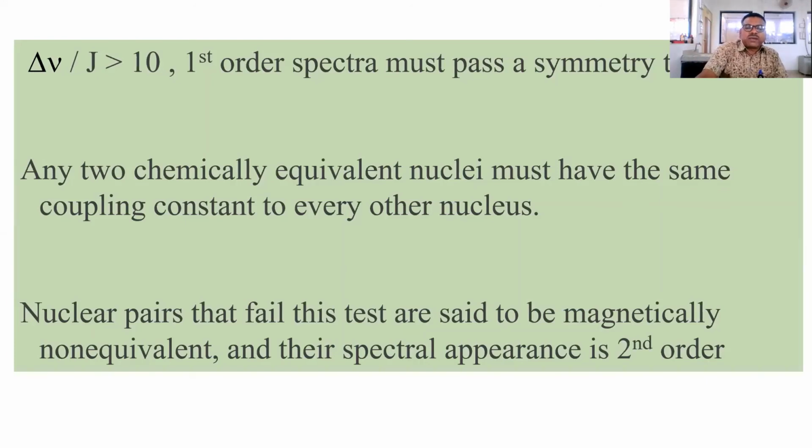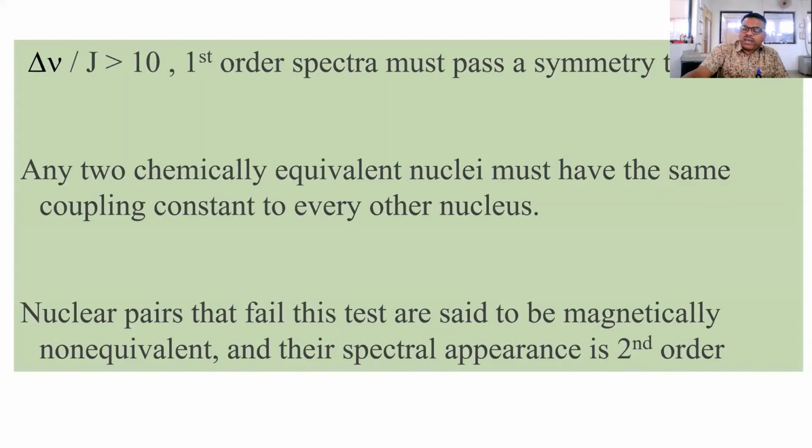Nuclear pairs that fail this test are said to be magnetically non-equivalent, and their spectral appearance is called second order spectra. It means that if two protons are not coupled with each other and they don't have the same coupling constant, or if they are magnetically non-equivalent, then they are called second order spectra.